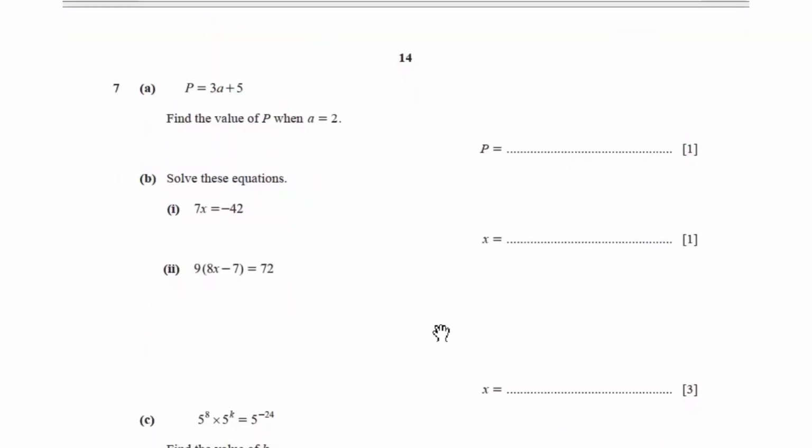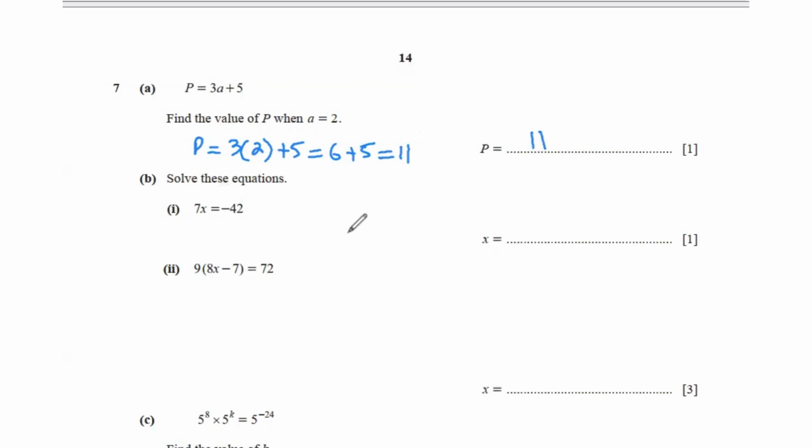Question 7 says P is 3a plus 5. Find the value of P when a is 2. So P is 3 times 2 plus 5. That's 6 plus 5, and that is equal to 11.